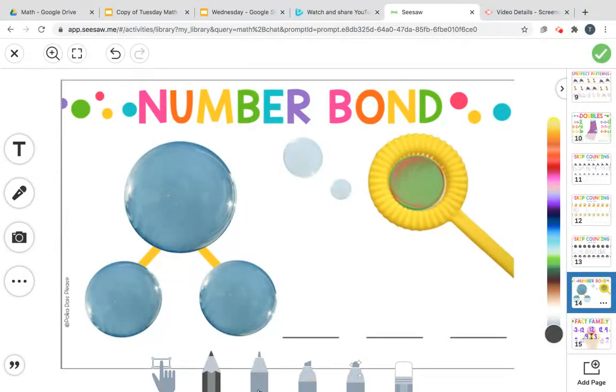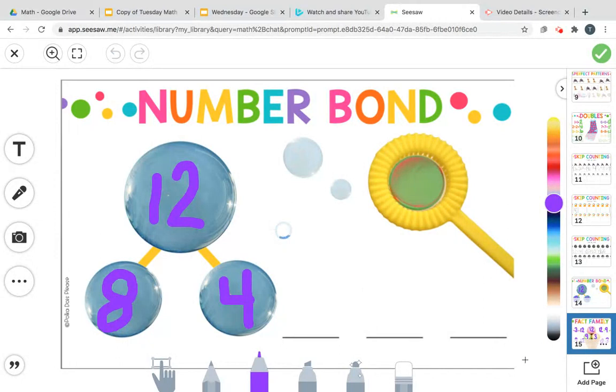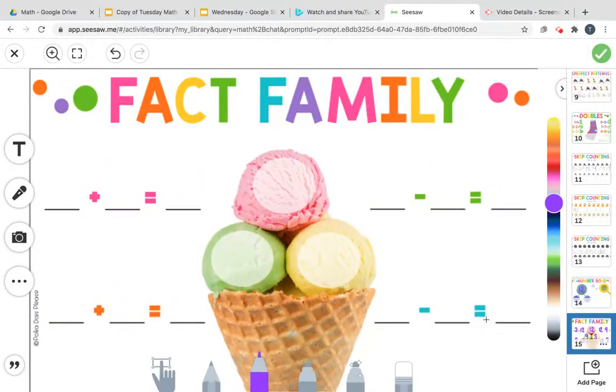Let's do a quick number bond. Erase these drawings. All right, here we go. So I'm going to do my big number. My top number is going to be 12. I'm going to do 8 on this bubble and 4 on this bubble. I'm not going to worry about doing this because we're going to do this on the next page. So my fact family, 12, is my big number, and it can be broken down into 8 and 4. So let's do it here. We've got 12 broken into 8 and 4.